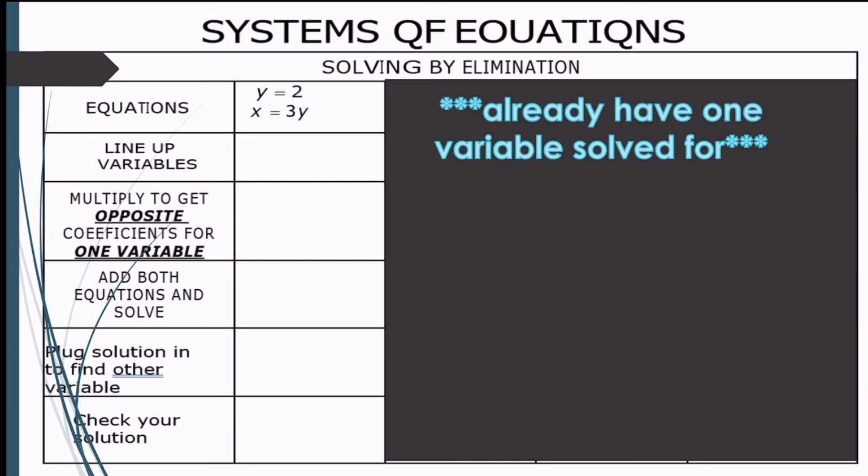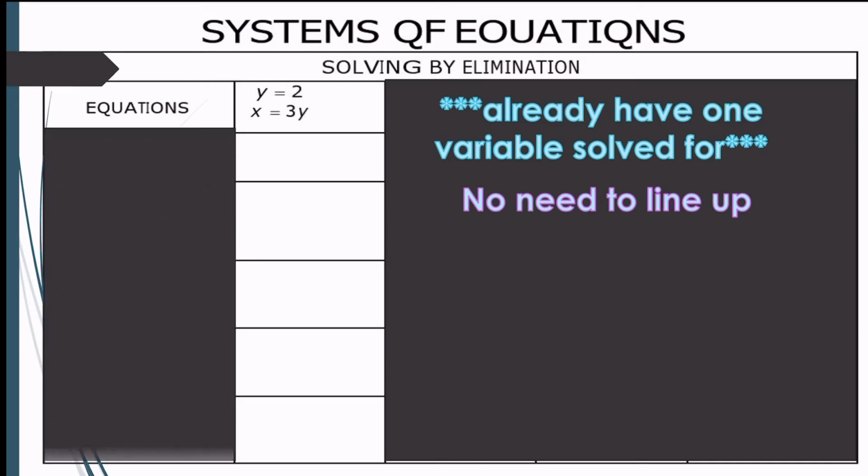Normally I line up the variables. However, I already have one variable solved for, meaning I already know that y equals 2. It says it right there. So I blocked out my steps because you know what? I don't need to line them up. I don't need to do any of that. I already have one of the variables. I already know y is 2. My y point is 2.